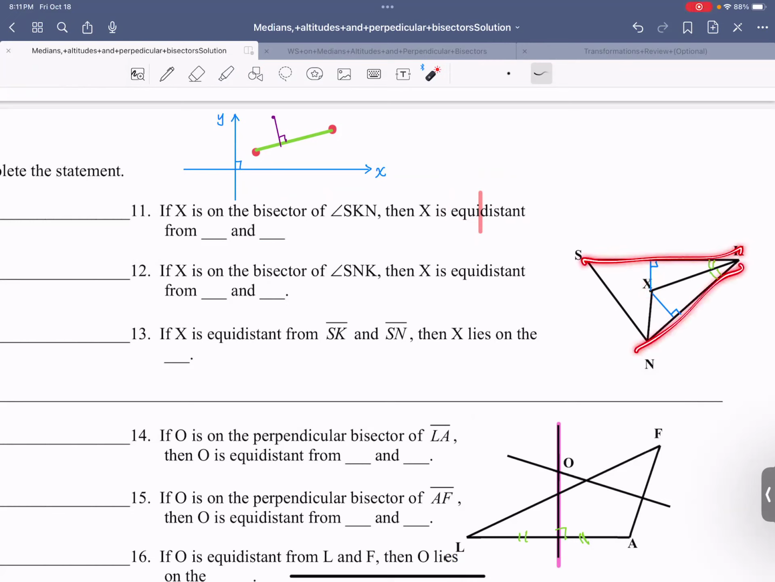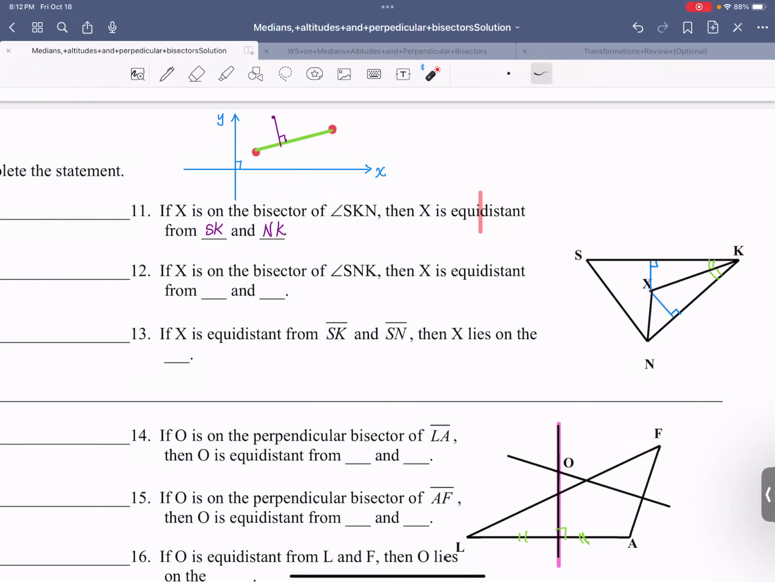NK and SK. Not comparing K and N. Not comparing K and S. It's equal distance to this line, to that line. They are asking you, if I tell you these two are equal, then you should be able to draw this perpendicular to that, draw this perpendicular to that, and these two are identical. It's equal, okay? So this is equal distance from SK and NK. Equal distance from SK and NK.